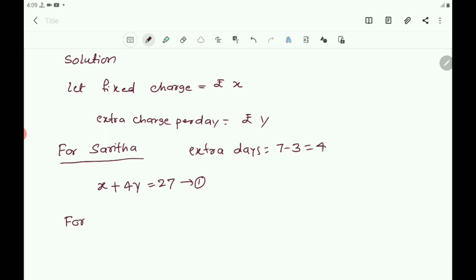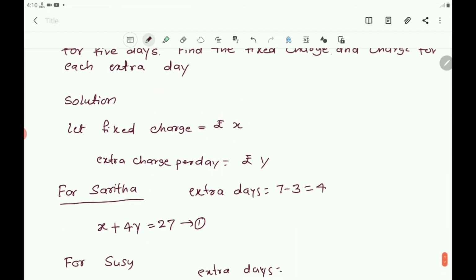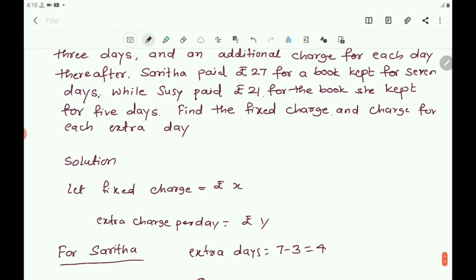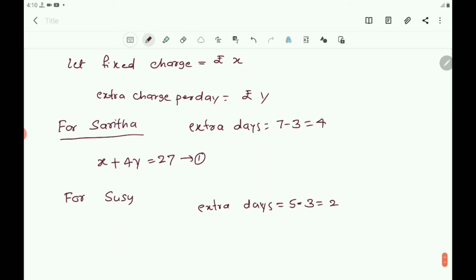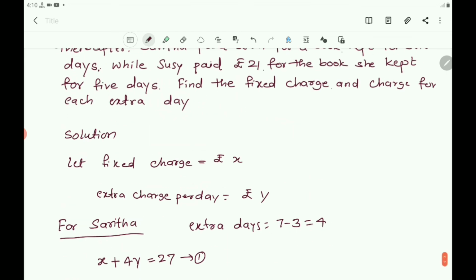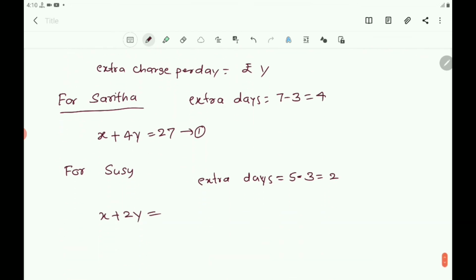For Susi, totally she kept the book for 5 days. 5 days means 5 minus 3, it is 2 extra days that she kept the book with her. So that becomes 3 days fixed charge, that is x, plus 2 days extra charge 2y, equals how much she paid? 21 rupees. Consider this as the second one.